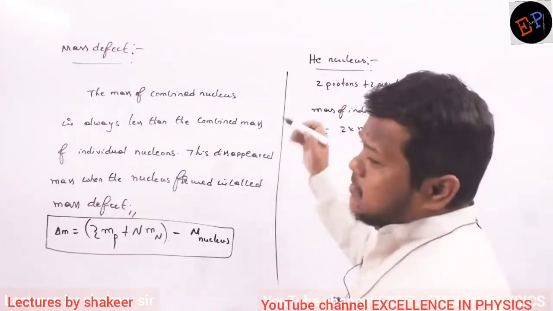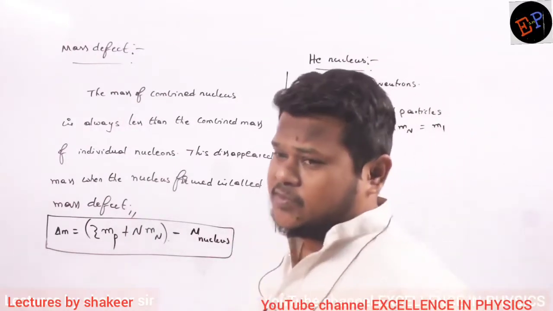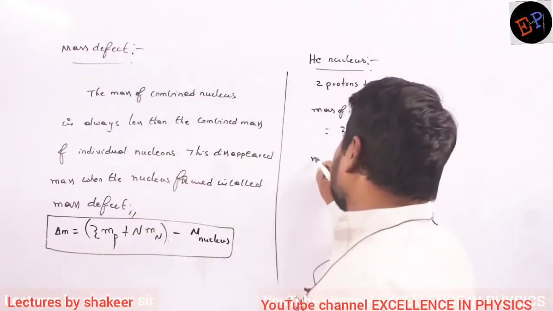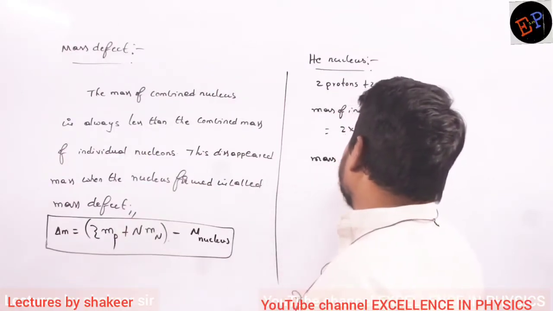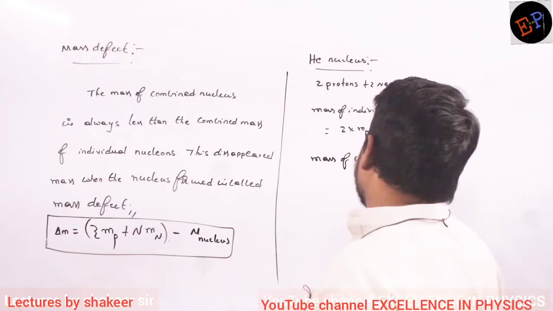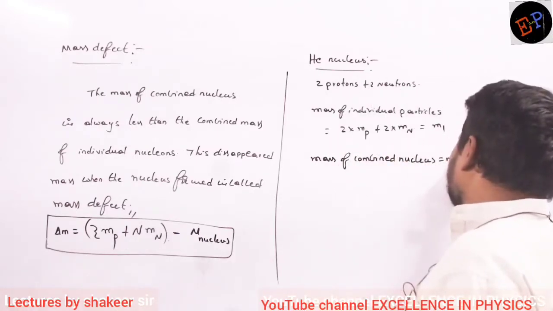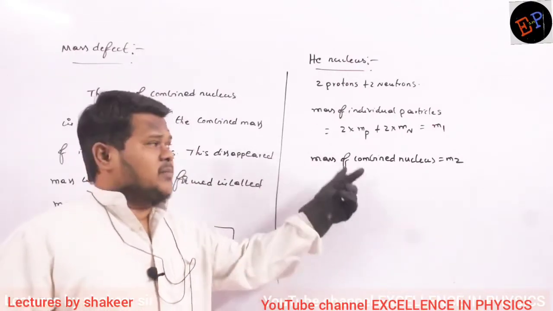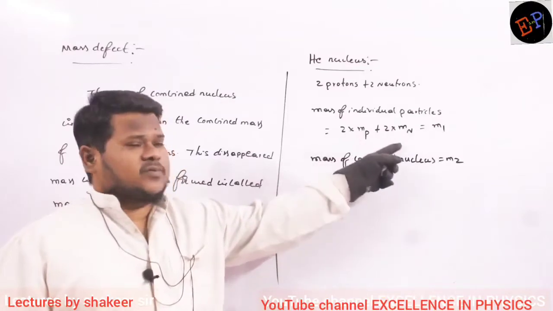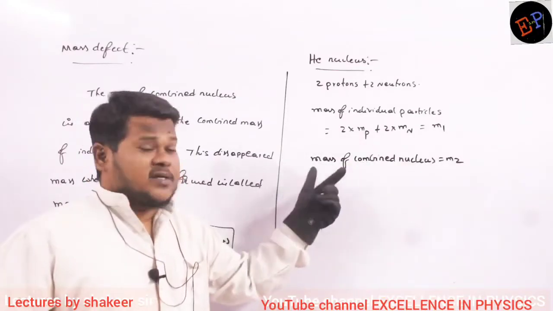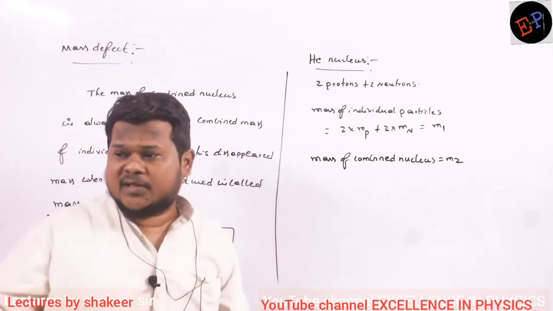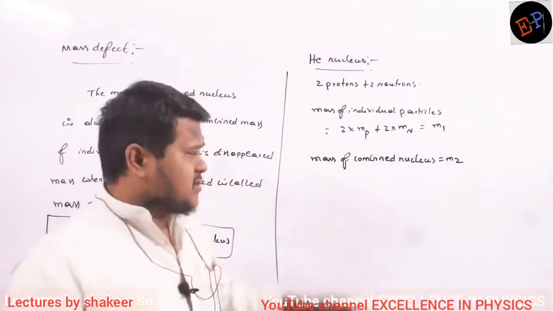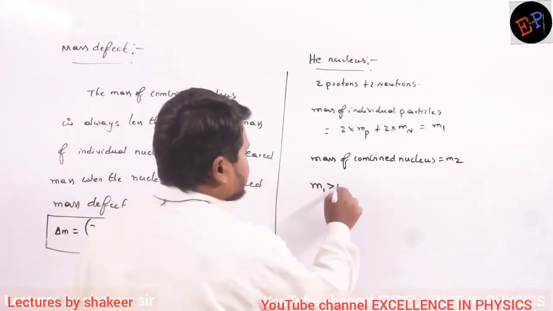Then I will take the mass of the helium nucleus. Inside the helium nucleus also we have 2 protons and 2 neutrons only. Now take the mass of the combined nucleus, and let its mass be M2. So actually we believe that M1 and M2 should be equal. Mass of individual particles is M1, 2 protons plus 2 neutrons. The nucleus of helium also contains 2 protons and 2 neutrons only, so its mass is M2. But when I check their masses, I always see that M1 is greater than M2.